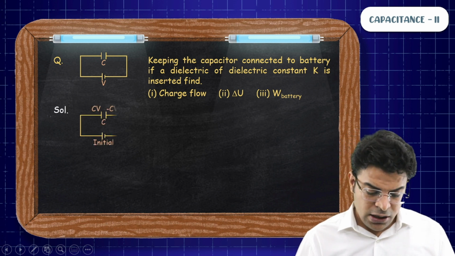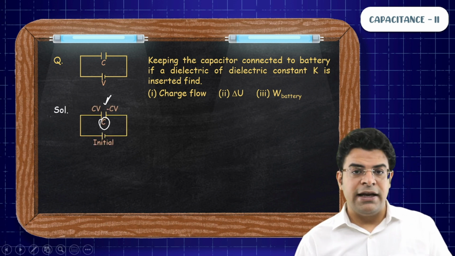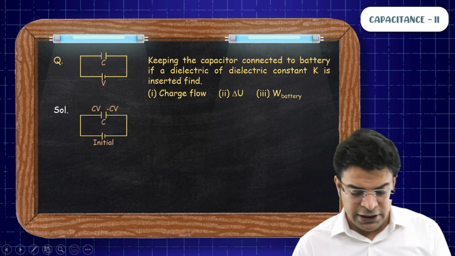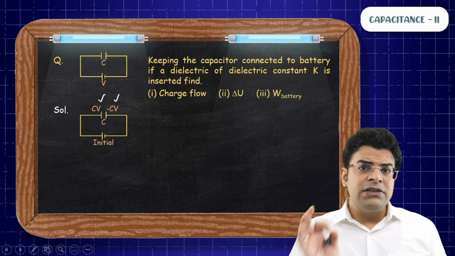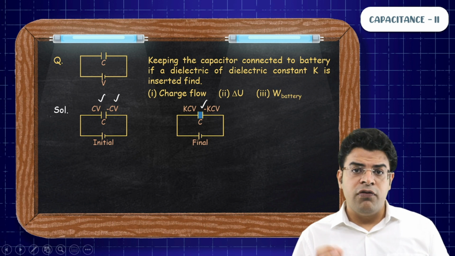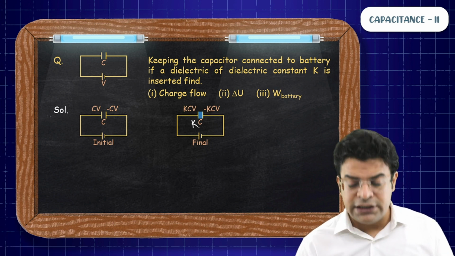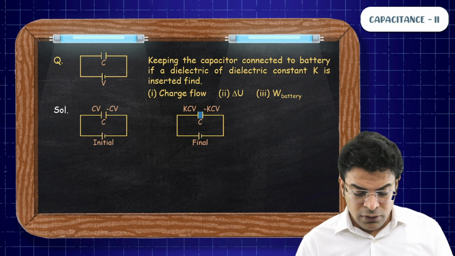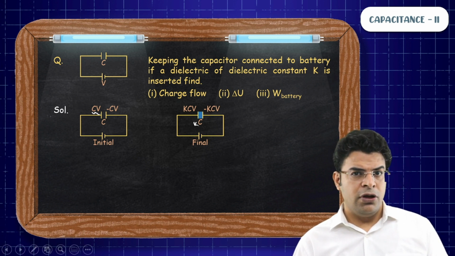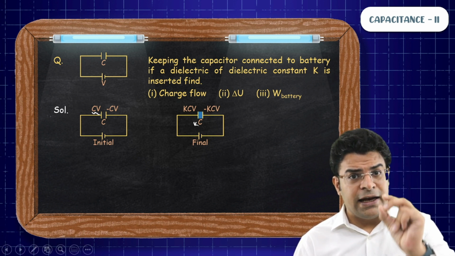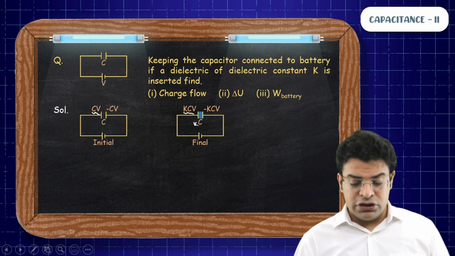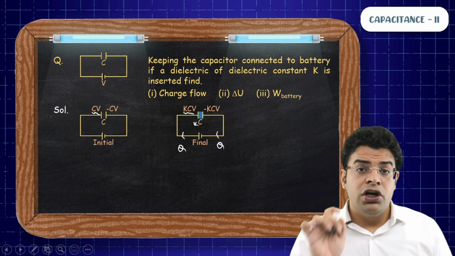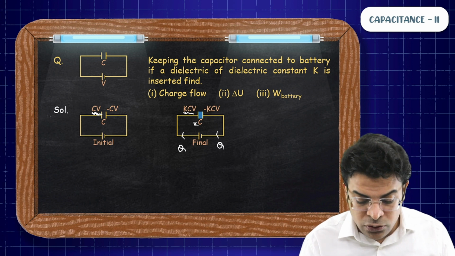So you will say, originally the capacitor is connected with the battery of potential drop V. So initially the charge on the capacitor plates will be CV and minus CV. Once we have inserted a dielectric of dielectric constant K, the capacitance becomes KC and the charge on the plates becomes KCV and minus KCV. So do understand that originally the charge was CV. Now after insertion of dielectric, the charge is KCV. So the question is, how much extra charge must have flown from the battery to the capacitor plate to increase the charge on the plates from CV to KCV?